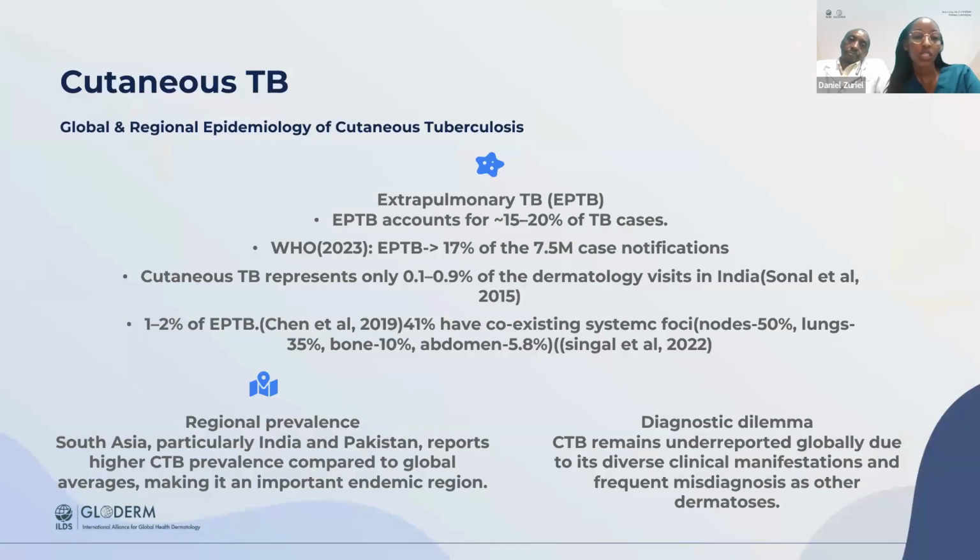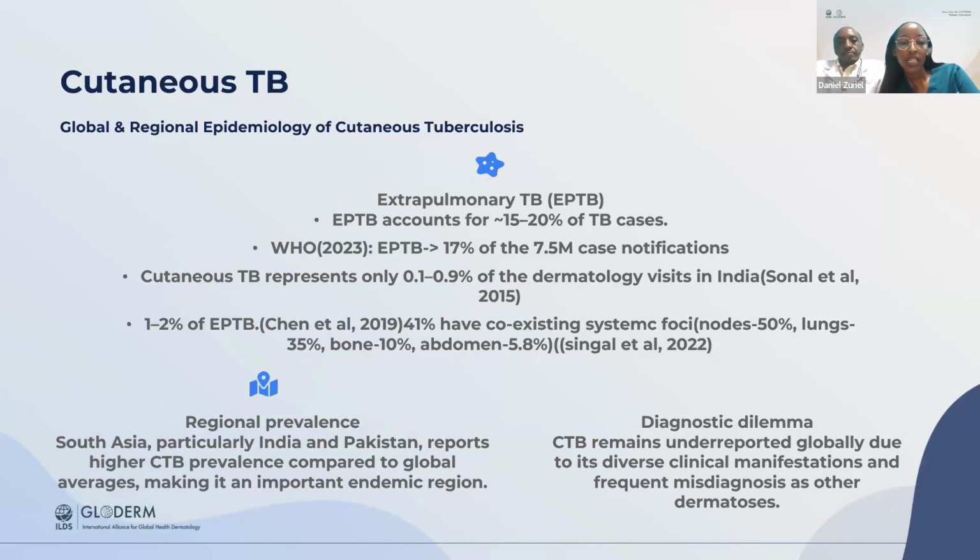So cutaneous tuberculosis falls under the big umbrella of extrapulmonary tuberculosis, and extrapulmonary tuberculosis accounts for 15 to 20% of all cases of tuberculosis. According to the global WHO report, more than 17% of the 7.5 million case notifications were extrapulmonary tuberculosis. And out of this 17%, 1 to 2% of these cases were cutaneous tuberculosis cases.